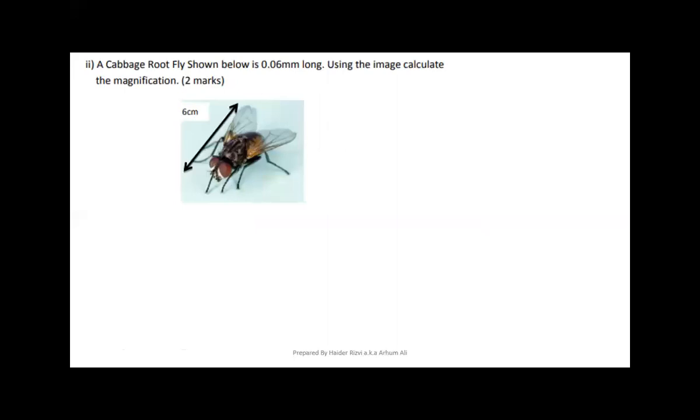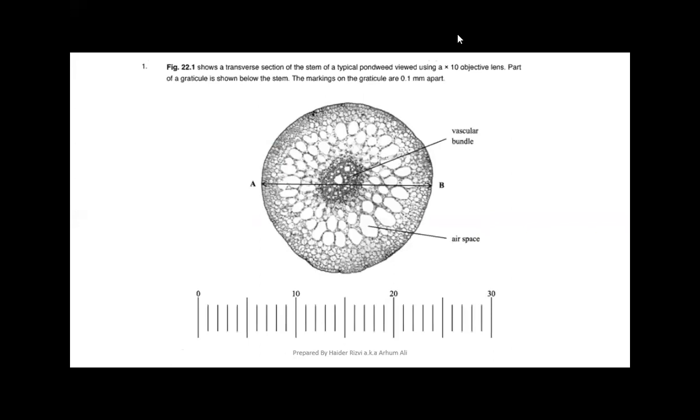Then you will be required to calculate the magnification of this fly. The original size is given to you, which is 6 centimeters. You will convert it to micrometers, and then you will find the magnification using M equals I over A. A very simple question indeed, which will give you hands-on experience and practice.